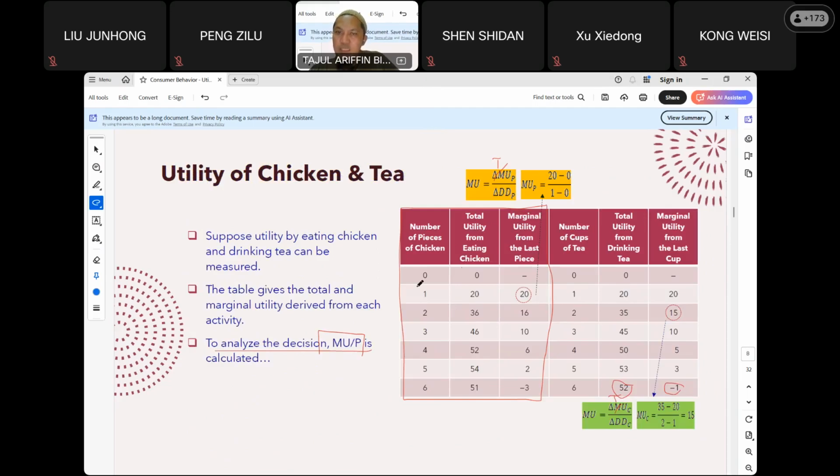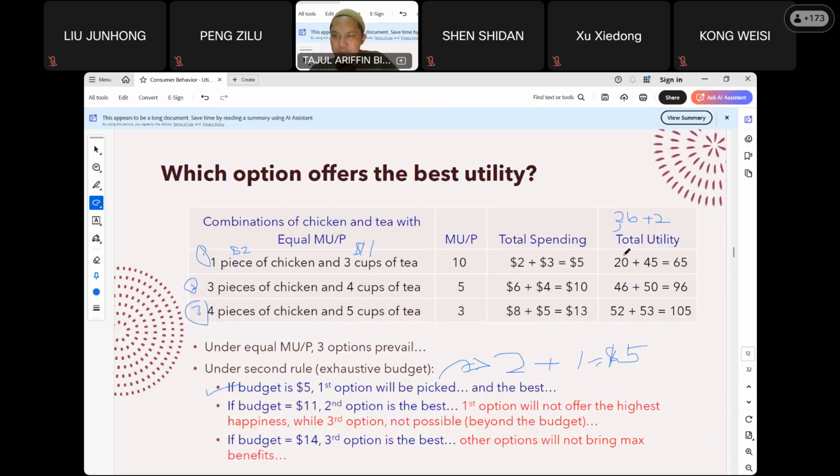36 times 20. Okay, times 20. So equal to 56. So you can see if you compare when mu over p equal higher. Okay, that's to justify. Of course, you have so many other options with 5 ringgit that you have in hand, but surely the one that will give you the maximum satisfaction is when mu over p are the same.